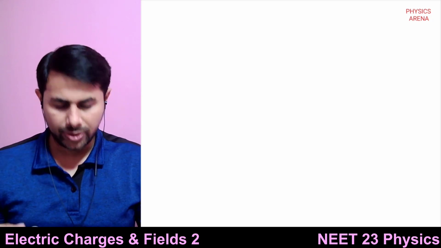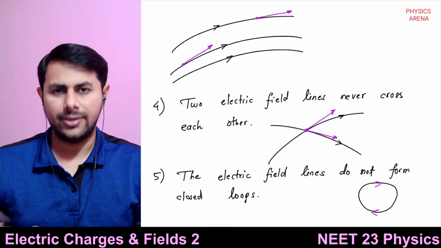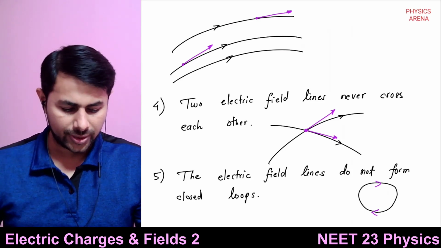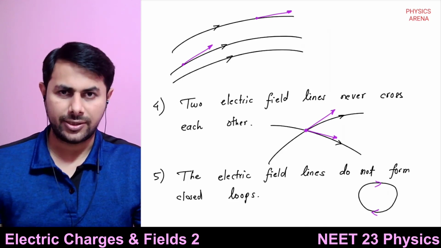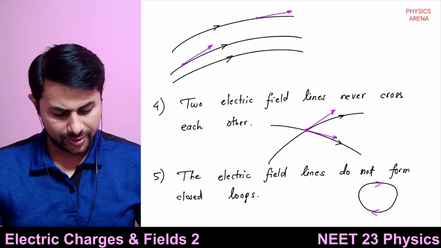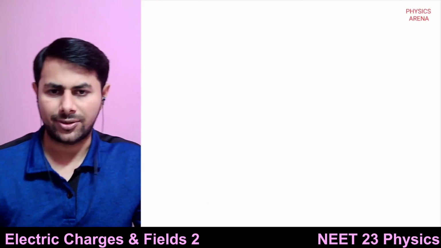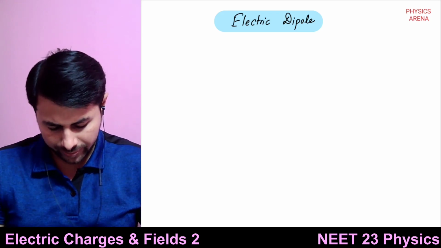Then let's move on to the next topic. We'll keep electric field lines on hold for some time. We'll discuss electric field due to some other things, and then again we'll come back to the electric field lines and understand Gauss's law. So let's talk about electric dipole.